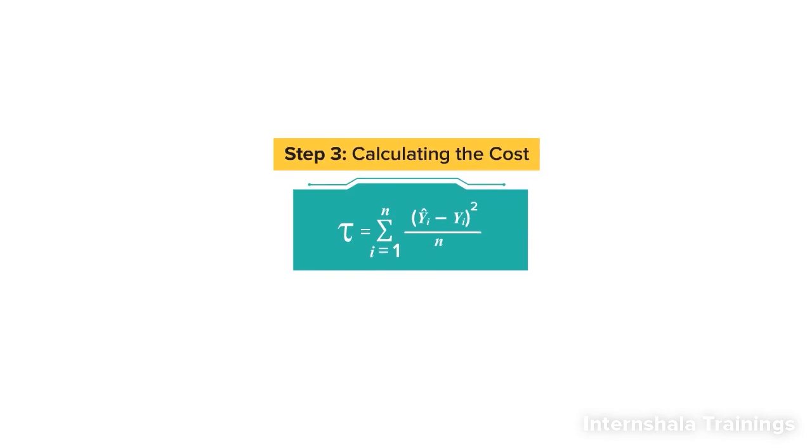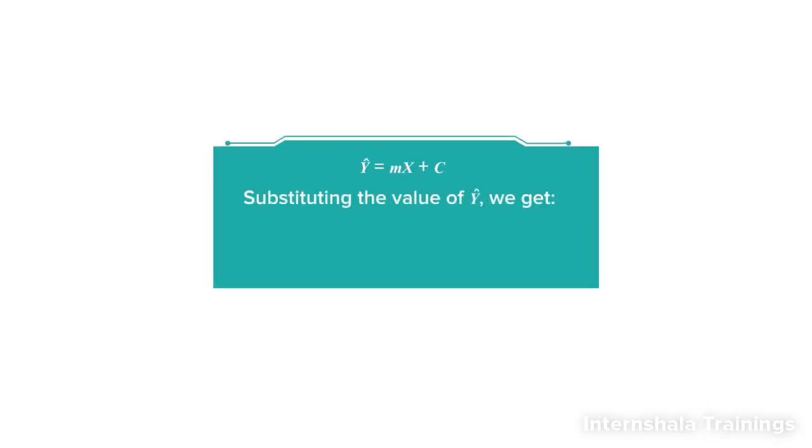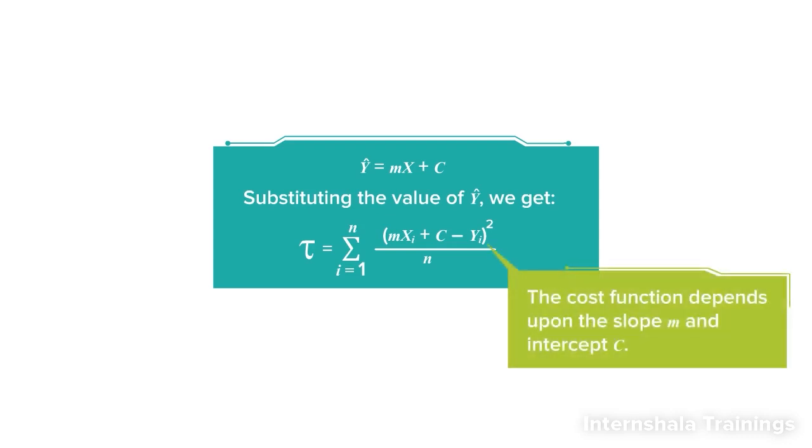Step 3. The next step is to calculate the cost of predictions with respect to the actual points. As discussed before, we are going to use the mean squared error as our cost function, and we will be representing the cost with tau. Now, if you look closely, the expression on the RHS is exactly the same as the mean squared error. But we know that y hat equal to mx plus c. Therefore, we can substitute this to obtain the result as shown on the screen, which means that the cost function depends upon the slope m and intercept c.